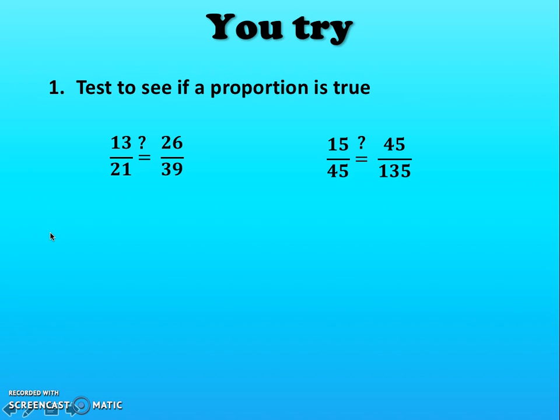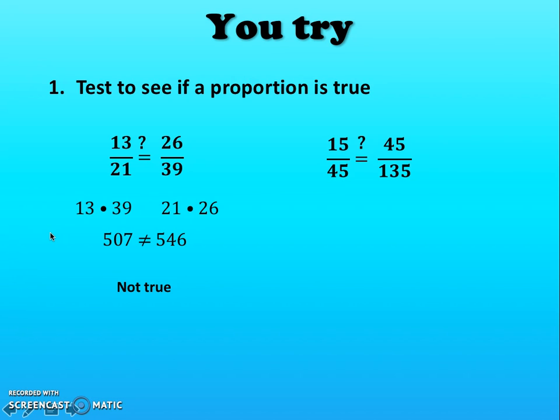Hopefully you've solved these by now. You've got an idea what you're doing. Let's take a look. Is 13 to 21 as 26 is to 39? Are those equal? Well, it's 13 times 39 and 21 times 26. 507 does not equal 546. That is not true.